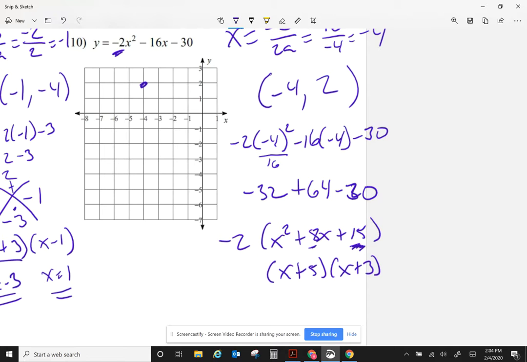I'm going to let each of my parentheses equal 0. X plus 5 is equal to 0 if x equals negative 5. X plus 3 is equal to 0 if x equals negative 3. I have my two intercepts. Notice I was letting the parentheses equal 0. This negative 2 on the outside has no variable, so I don't worry about it. I have my vertex, my two intercepts. Let me do a better job. Something like this.